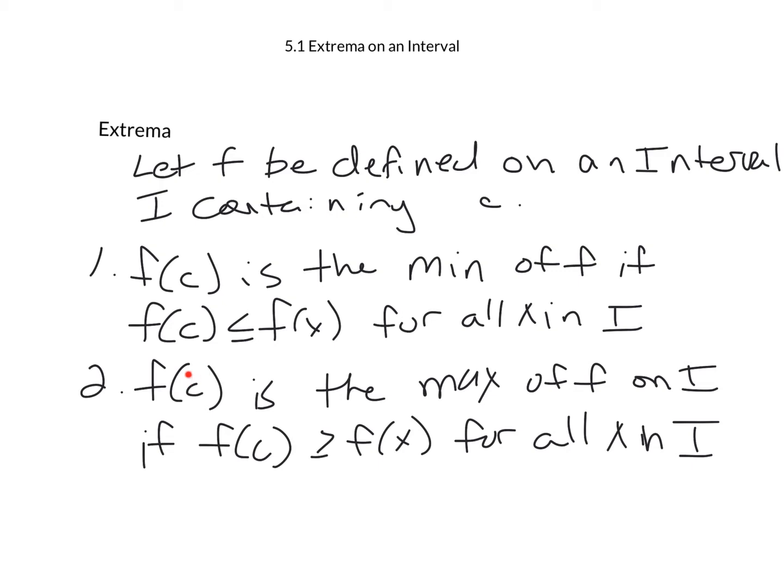If whatever you put into the f of x function is going to be the biggest for the whole interval, that's going to be the max value. And if it's the max or min for the whole interval, you might also hear words like absolute minimum or global minimum, or absolute maximum or global maximum. Those words you will hear from time to time as well to describe the max or min for a function.